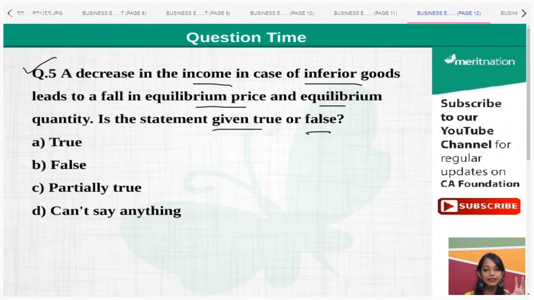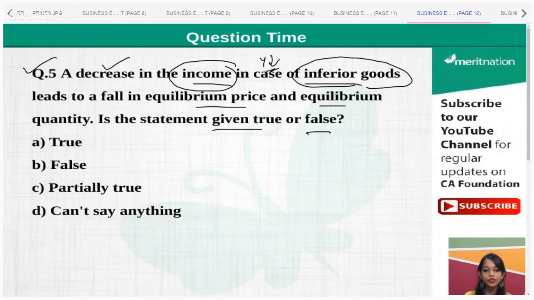Now rethink, guys, the concept of inferior good that you must have studied in 12th as well as in CA foundation also. Try to recall that. A decrease in income, my income is decreasing. So what will happen to the demand for inferior good? It will increase, right? Now the question is, will it lead to a fall in equilibrium price and equilibrium quantity? The answer is B. Very good. Absolutely correct. Vipul, Arvind, Archad, yes. Very good, guys.